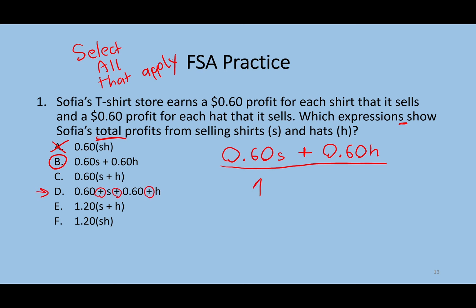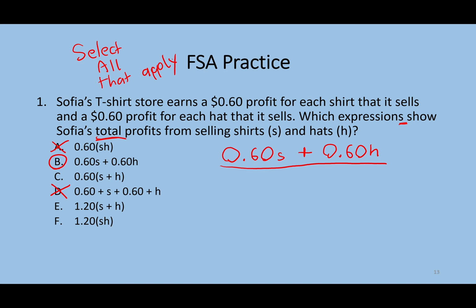But these two numbers are being multiplied. These two numbers are being multiplied. Do you see any multiplication in D? No. No multiplication at all. It's just adding. So D must also be wrong.